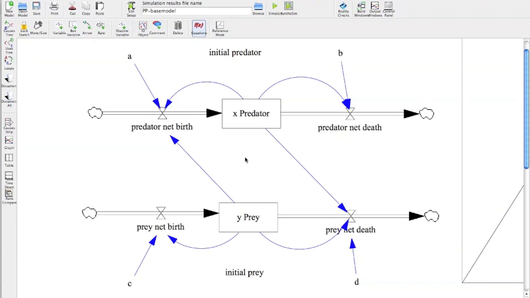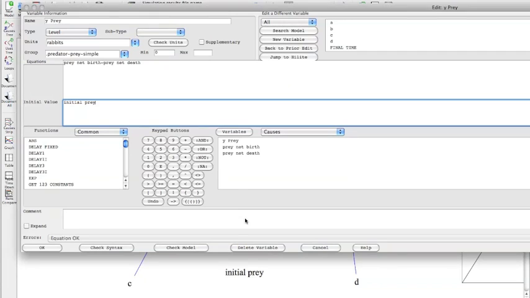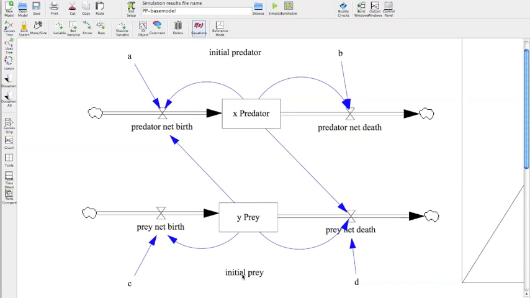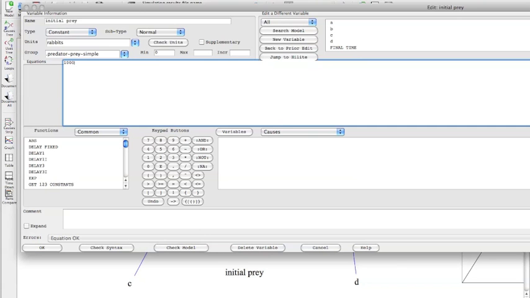Very well. Now we can move to the prey equations. Again, the net birth minus the net death will give you the population of prey. The prey has an initial value called initial prey. It's a state variable. It's got units of rabbits. And if we go to the initial prey, you will see the value there is 1,000 rabbits to start with.